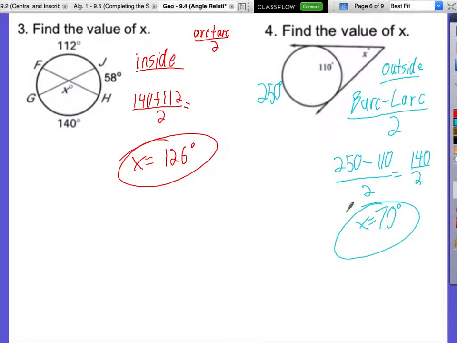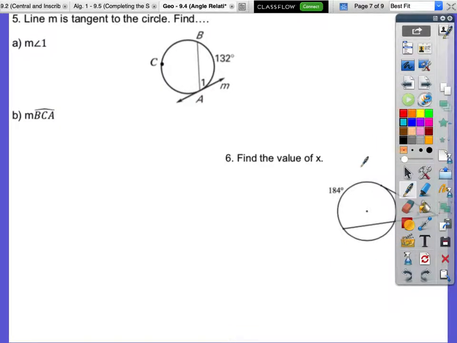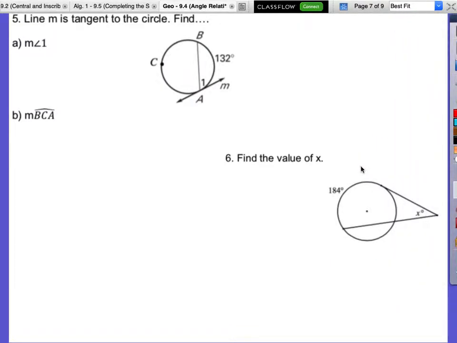Any questions on 1 through 4? Okay, you guys do number 5, A and B on your own. When you're done, I want you to raise your hand, or if you have questions, I want you to raise that hand.